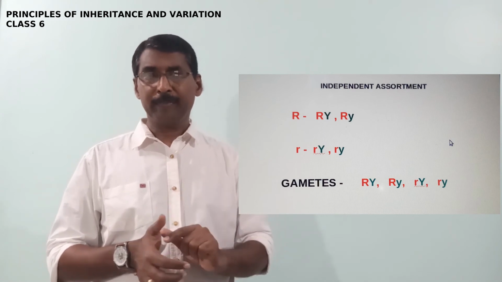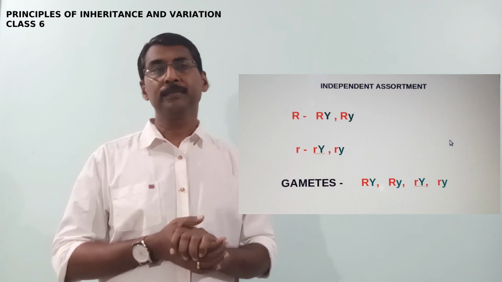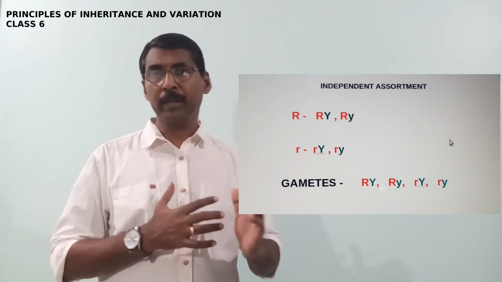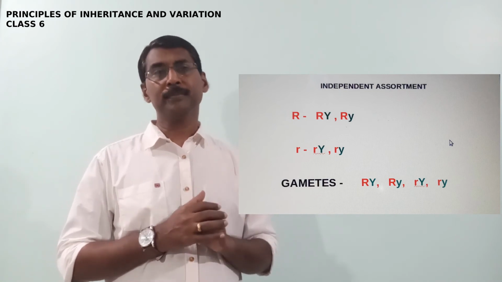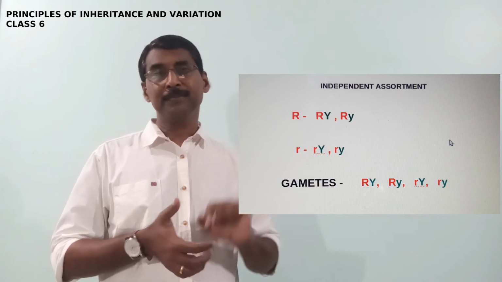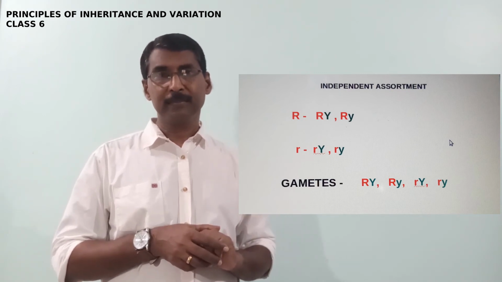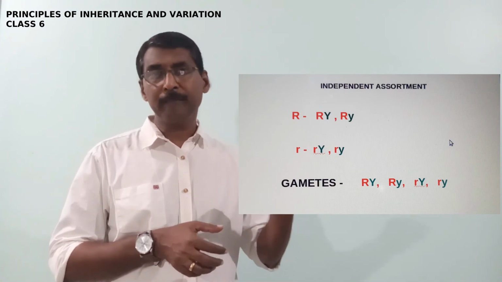Capital R can be assorted with capital Y. It can go with capital Y. So we'll get a gamete, capital R, capital Y. It can also assort with a small y. So capital R, small y, we will get another gamete, capital R, small y.